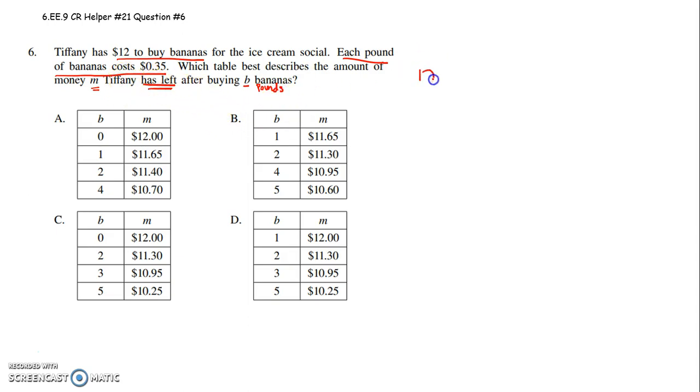So she has $12 total. Each pound costs 35 cents. So we would take 0.35 times the number of pounds of bananas to give us how much she has spent on bananas. And which table best describes the amount of money she has left? If you take your $12, subtract off the amount of money you spend on bananas, you'll get the money you have left.